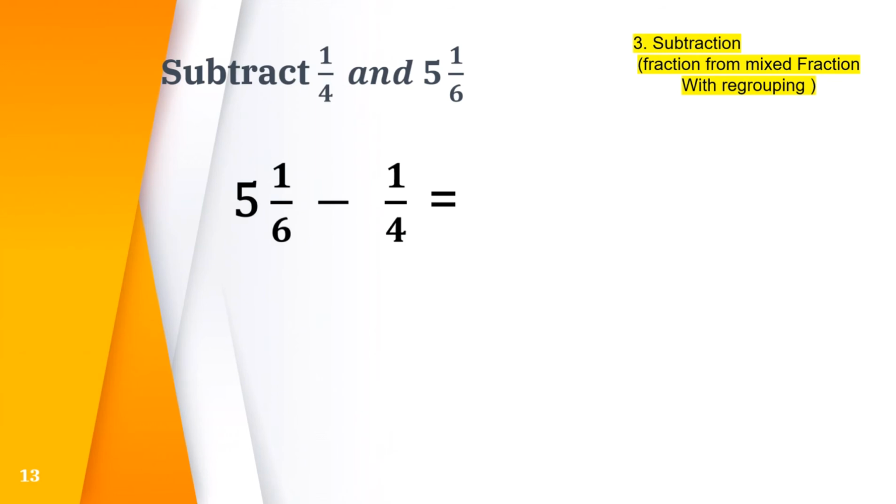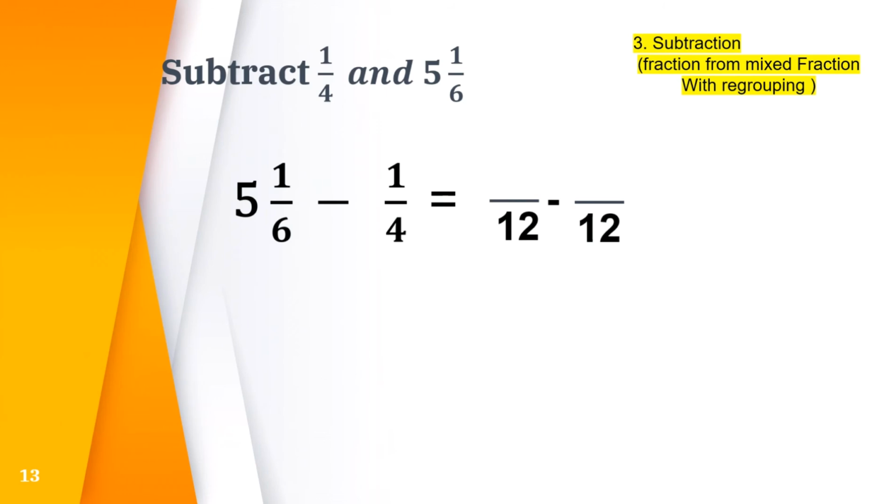Next, we have subtraction of fraction from mixed fraction with regrouping. So, subtract 1/4 from 5 and 1/6. So, 5 and 1/6 minus 1/4. So, kunin muna natin ang least common multiple ng 6 at 4. So, kung mag-i-skip counting tayo, we are going to get the multiples of 4, that is 4, 8, 12, 16, and so on. Sa 6 naman ay magiging 6, 12, 18, and so on. So, makikita nyo agad na ang least common multiple nila ay 12. So, yun ang ating LCD.